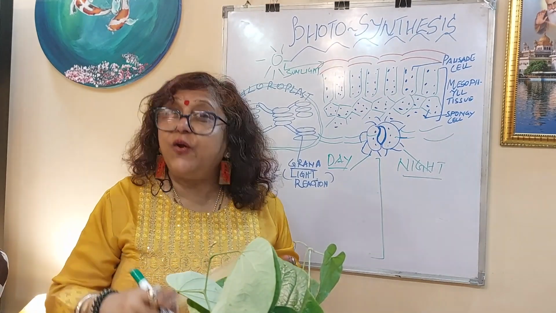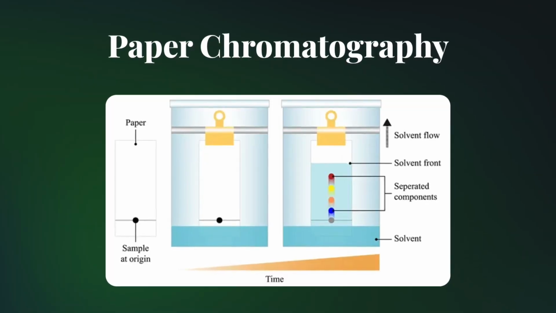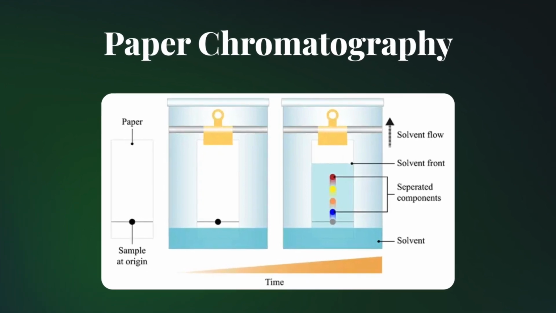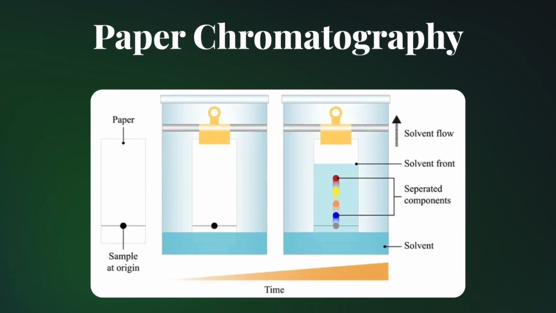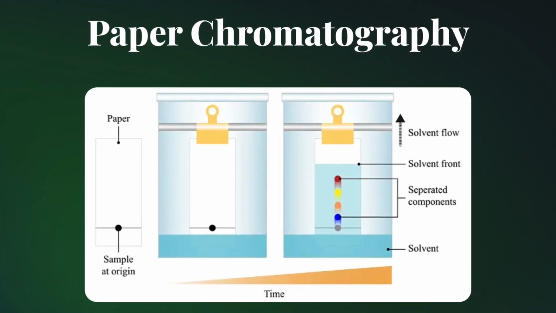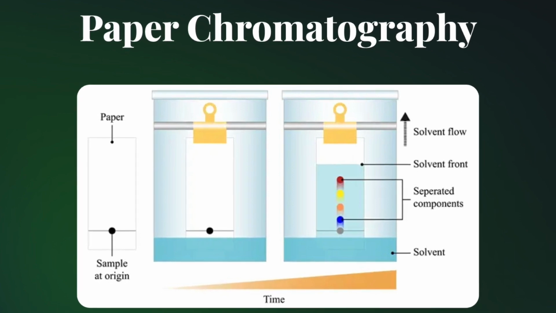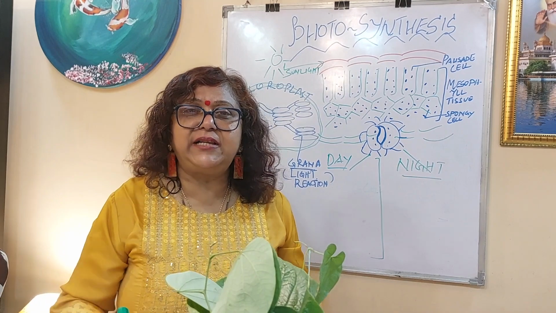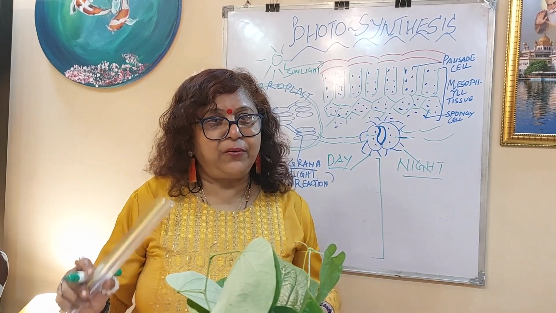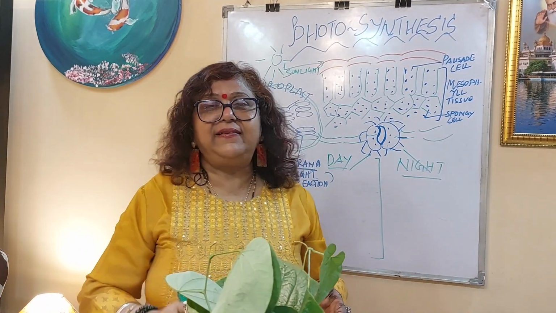This chlorophyll absorbs the visible wavelength of light between 400 to 700 nanometers. The maximum light absorbed is the red light, the blue light, and the violet light. The green light is not absorbed, it is reflected back, so the plant looks green. So the maximum photosynthesis takes place in these three wavelengths, red, blue and violet. So chlorophyll does this job.